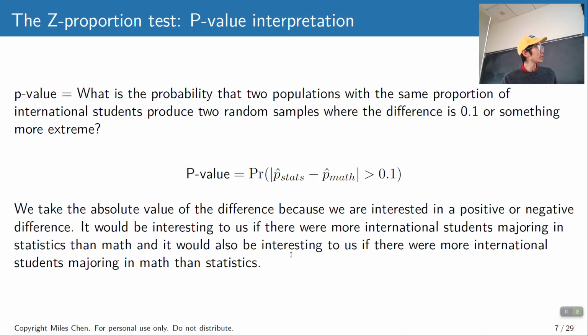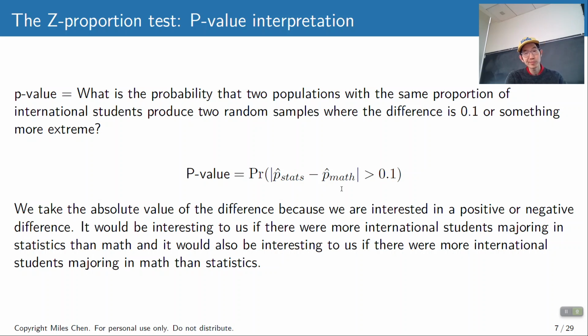And so our p-value here is, we're going to say, what's the probability that the absolute value of the difference between these two proportions is 0.1 or something greater. We're using the absolute value because we're interested if the proportion for stats is higher than the proportion for data theory. We're also interested if the proportion for stats was lower than the proportion for data theory. So either a positive difference of 0.1 or a negative difference of 0.1, or something more negative, is interesting to us. And so that's why we're going to use the absolute value there.